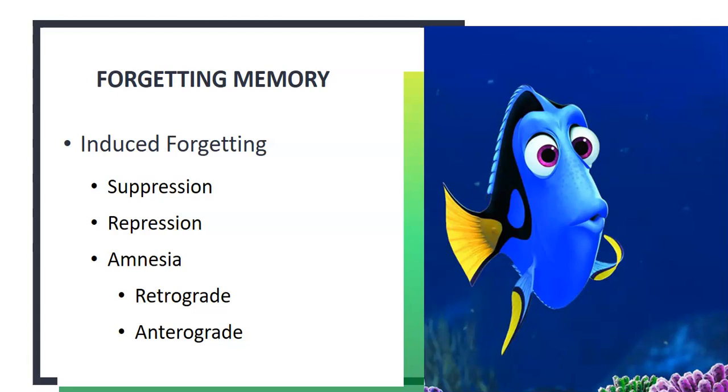And a lot of people have expressed doubts about this deliberate forgetting. Repression is an unconscious attempt to forget something. This could be from past abuse or some other kind of trauma, but you don't remember whatever it is, often because it was a traumatic experience. And then amnesia happens through a physical injury.